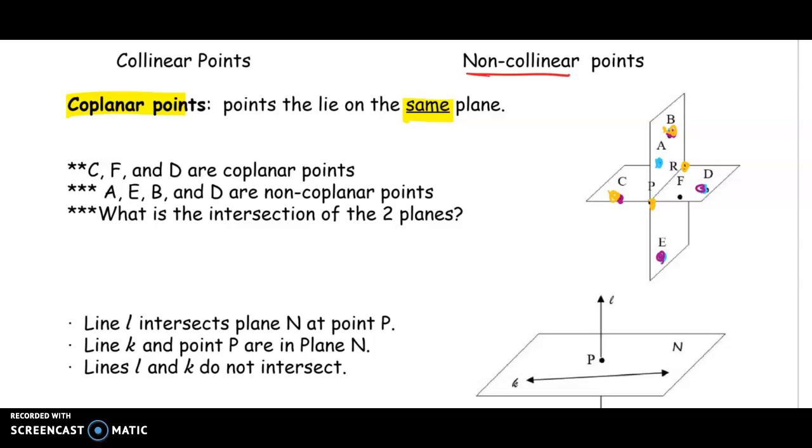What is the intersection of the two planes? And that is this line here, PR. It's where the two planes cross each other. Think about a tissue box. The sides of the tissue box are all the planes, and then the edges of your tissue box would be the lines that are the intersection points. So PR would be the intersection there.